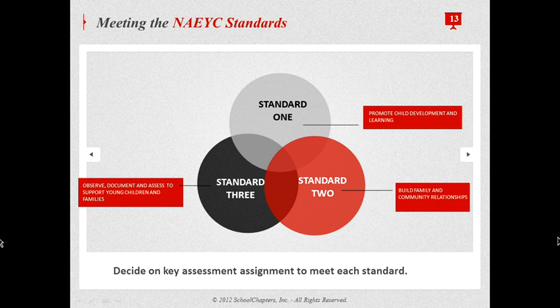Standard 3 is to observe, document, and assess to support young children and families. So we picked a play observation from a 200-level course, which was children with exceptionalities. So the assignment was to observe a child with special needs in a natural environment. Any advice I would give today is to make sure your key assessment assignment really does meet each standard and that the focus of that assignment and the rubric is focused on that standard.